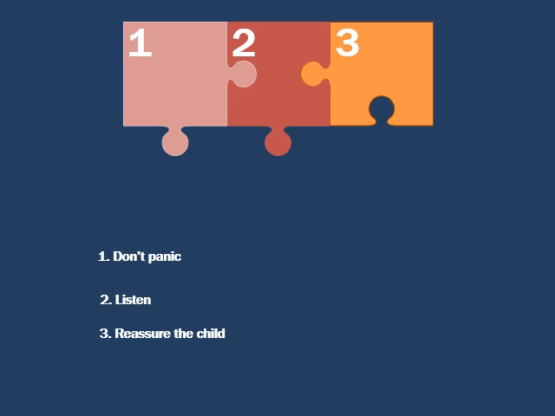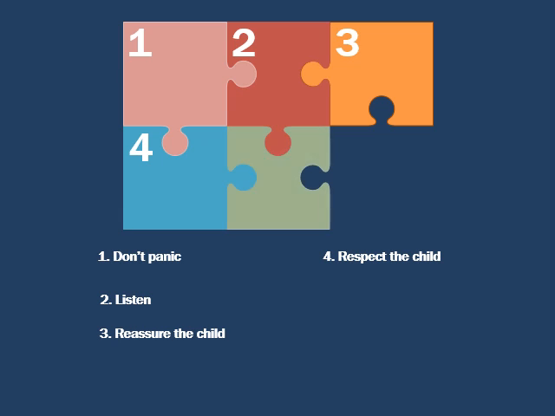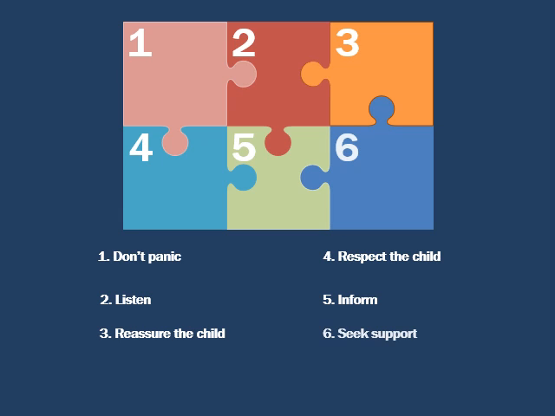Then reassure the child. For example, I'm really glad you talked to me. You are not in trouble. It is okay to seek help. Then respect the child. You could say, I will be honest with you and not make promises I cannot keep. I need to discuss what you have shared with me with someone else. Then you need to inform the classroom teacher and the principal of the information that's been shared with you.